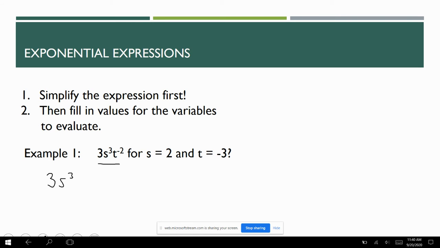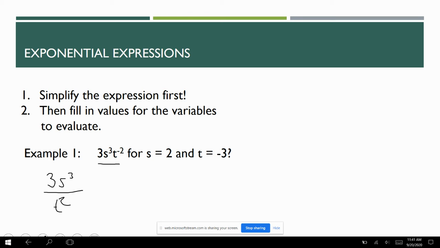Now our t has a negative exponent. So remember, we can rewrite a negative exponent as 1 over the same base raised to the positive version of that exponent. So we're going to rewrite t to the negative second as 1 over t squared, which means we send the t to the denominator, and now we have a positive exponent of 2.